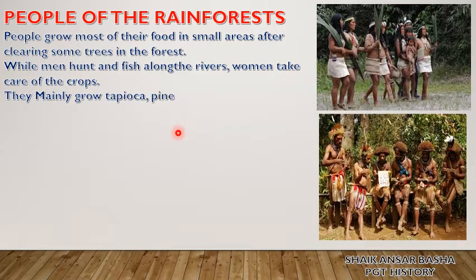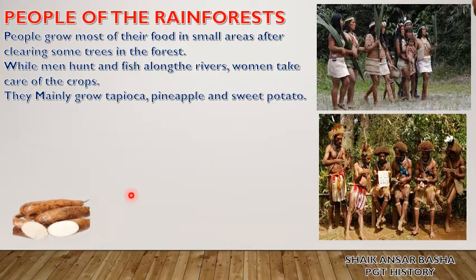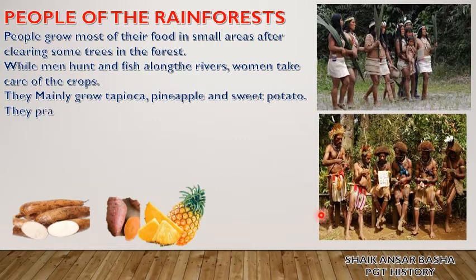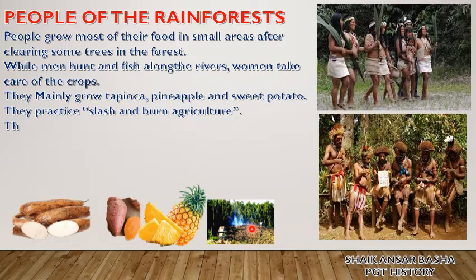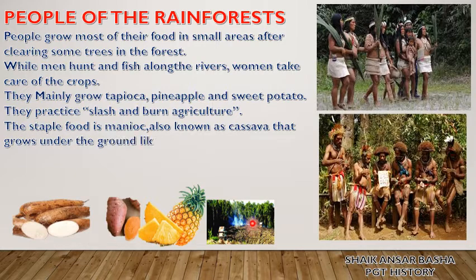They mainly grow tapioca, pineapple and sweet potato. These are the tapioca, the sweet potato and the pineapple. They practice slash and burn agriculture. This is slash and burn agriculture. They cut the forest and develop a patch of land and cultivate for 2 to 3 years, and to regain fertility, they will change it.